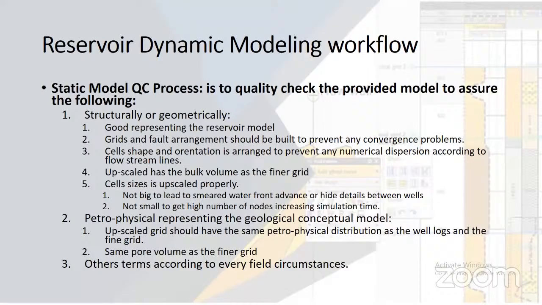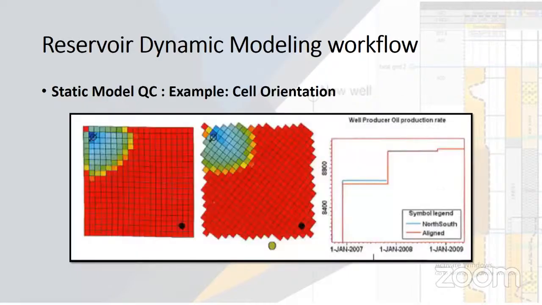Some aspects of static model QC, like for structural modeling, are whether the grids are oriented into the direction of the flow or not. For example, we have two models here. We have an injector and a producer. We have two cell orientations, and in one the cells are oriented into the direction of the flow. When we inject water, the water will go in that direction.